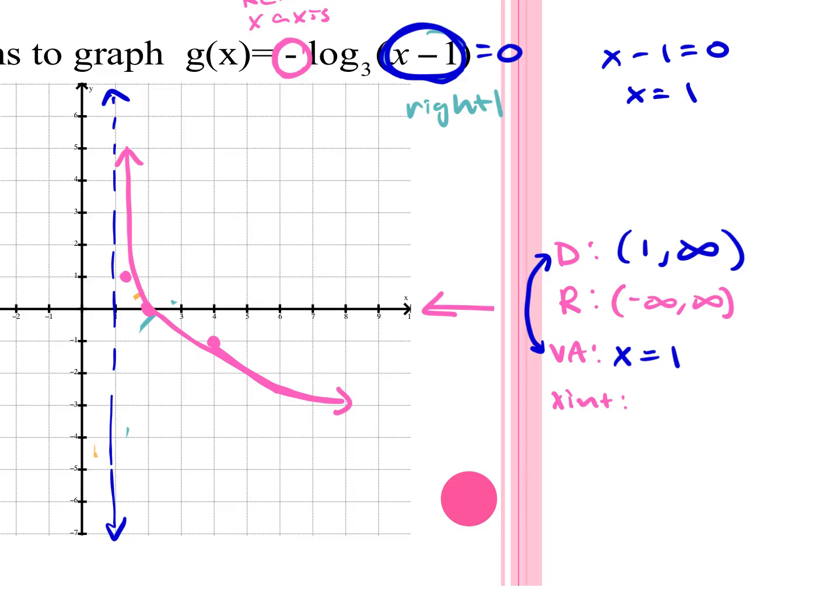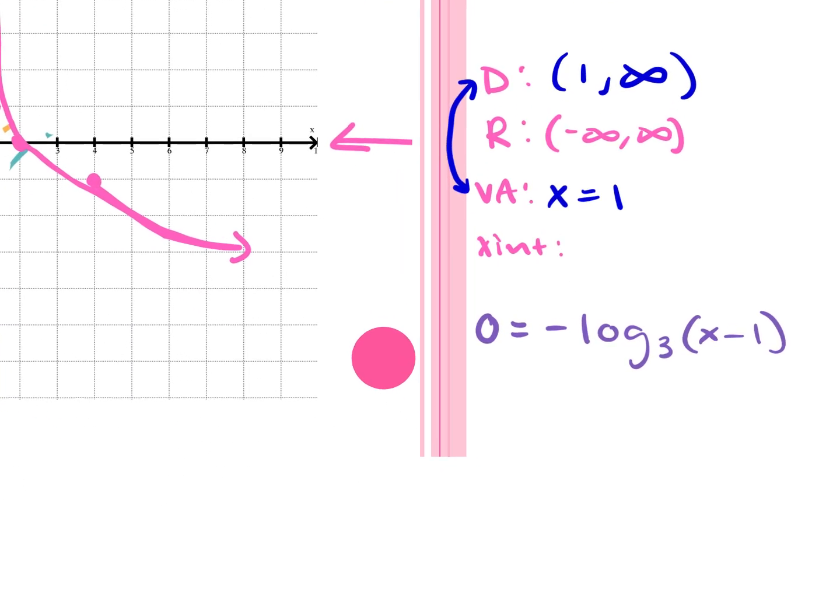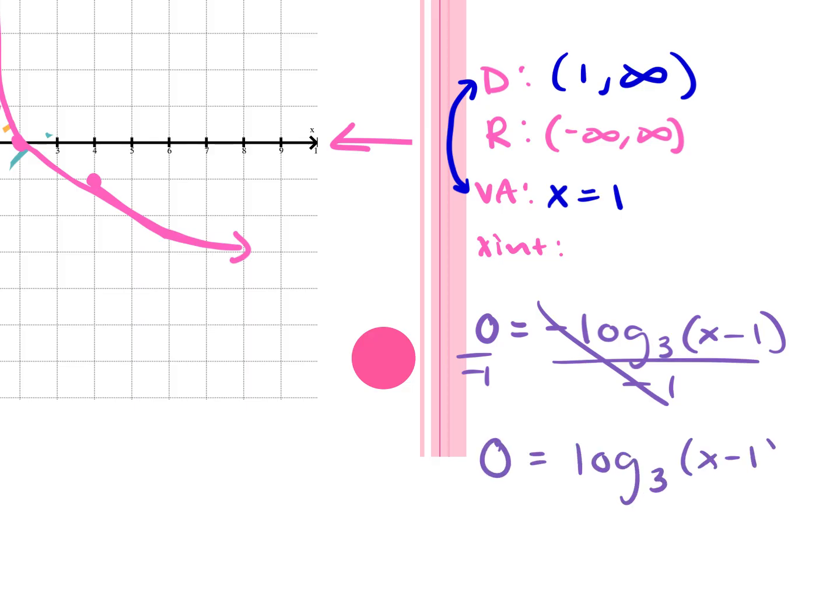And then lastly, how do we find the x-intercept? Set y to 0. So we plug in 0 into our y. So 0 equals negative log base 3 of x minus 1. Before we put this into exponential form, we got to get the log all by itself. So what should I do first? We divide both sides by -1, so it just makes this 0 equals log base 3 of x minus 1.